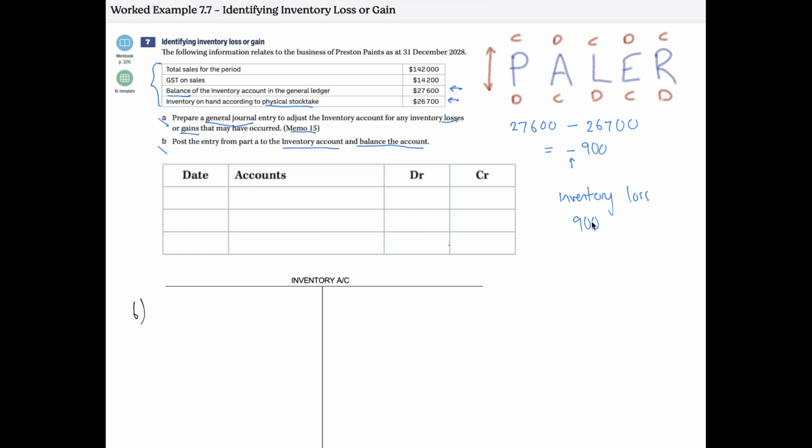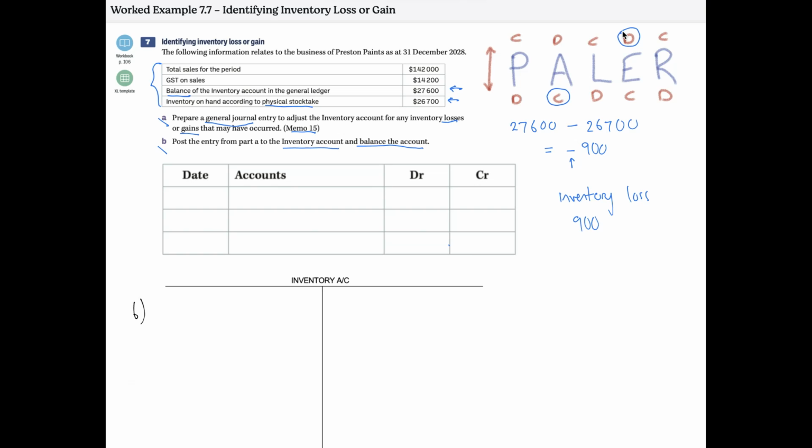Some of you might already know the debit and credit, but I'm going to run it through. If we think about this, we logically have $900 less of inventory. Inventory being an asset, assets going down are a credit via the use of PALE, which some of you might use as a way to determine your debits and credits. We also must have a debit because we know our debits must equal our credits. And if we look at it logically, that will be because we have had an expense going up, and that expense going up is inventory loss.